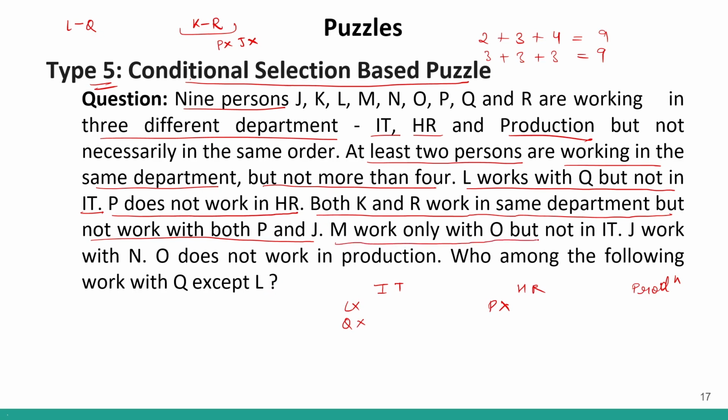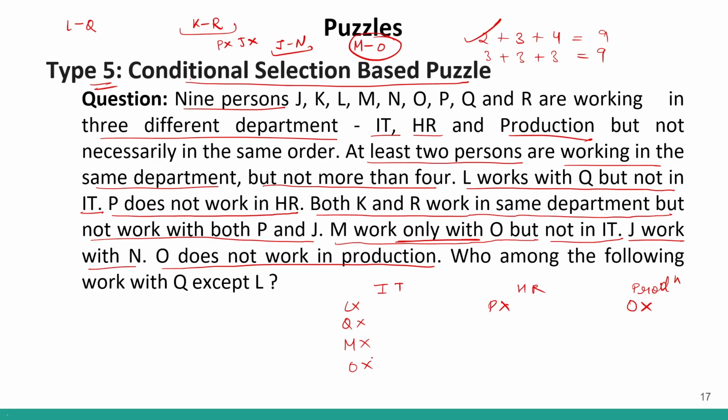M works only with O. So M and O are together in one department, and this fits the 2 plus 3 plus 4 possibility because M works only with O. It does not work with any of the other people. But not in IT. So IT cannot have M, IT cannot have O. And we know for sure that M and O work together and nobody else works with them. Okay. J works with N. Another pair we got, J works with N. Okay. O does not work in production.